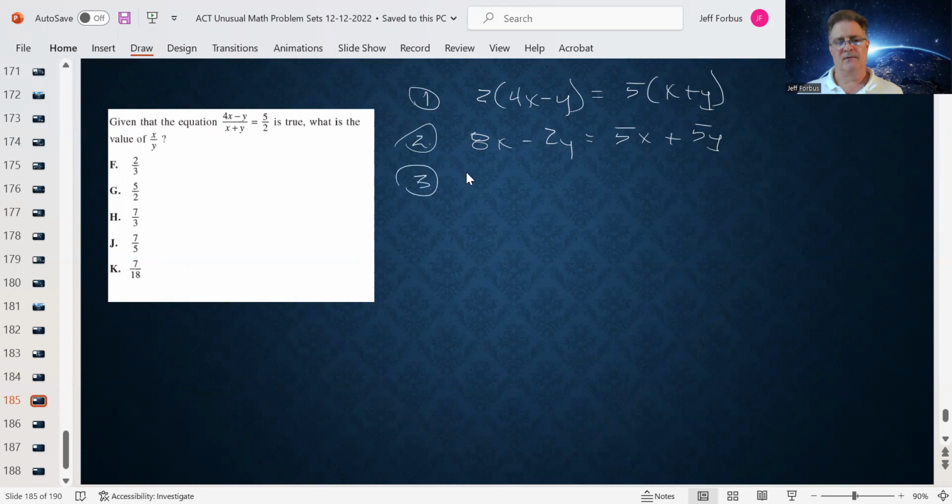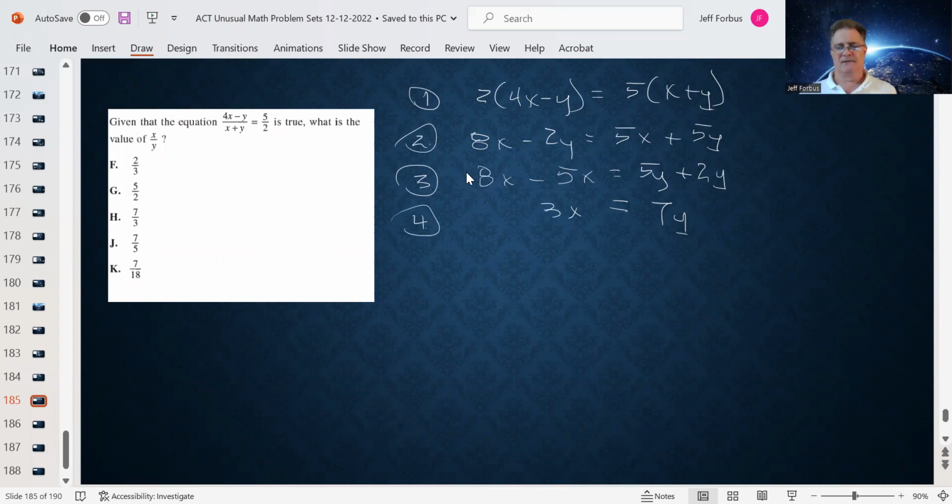Now let's get all of our like terms on the same side. So the third step, 8x, I'm going to subtract the 5x over. And then I'm going to move my 2y to the right side. 5y plus 2y. Now 5y and 2y is 7y. 8x minus 5x is 3x.